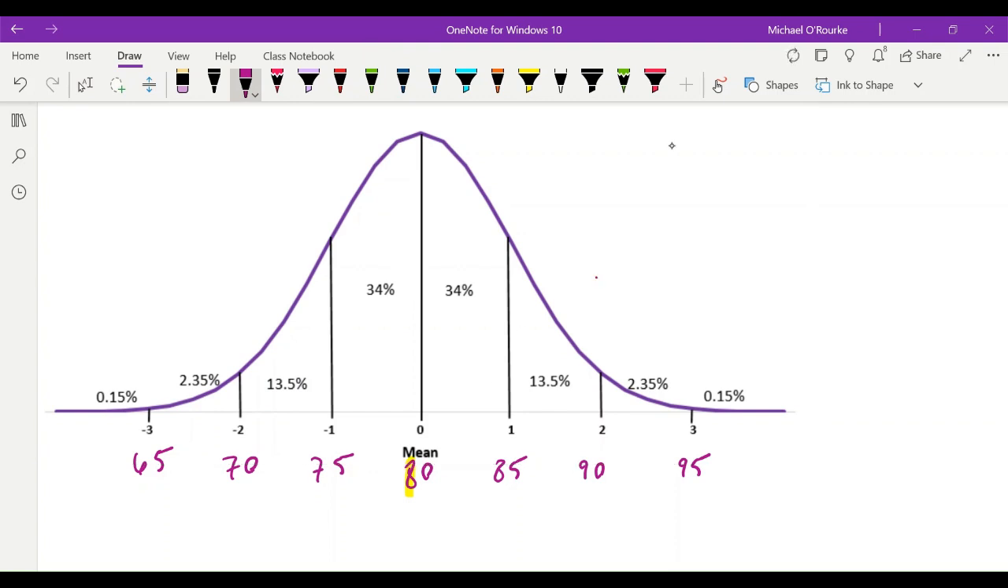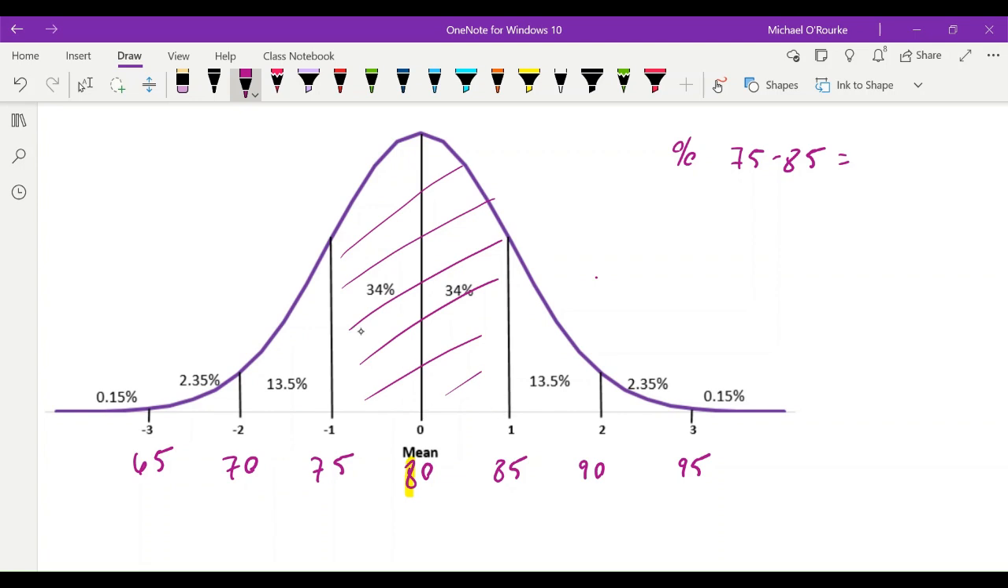So if I ask the question, what percent of the population, what percent of the class got between a 75 and an 85? Okay. I would look and I'd say, okay, between 75 and 85 is this section here. So always between the mean and one standard deviation apart on either side, there are 34% on each side. So if I go 34 plus 34, that would mean 68% of the people that wrote the test got within that.